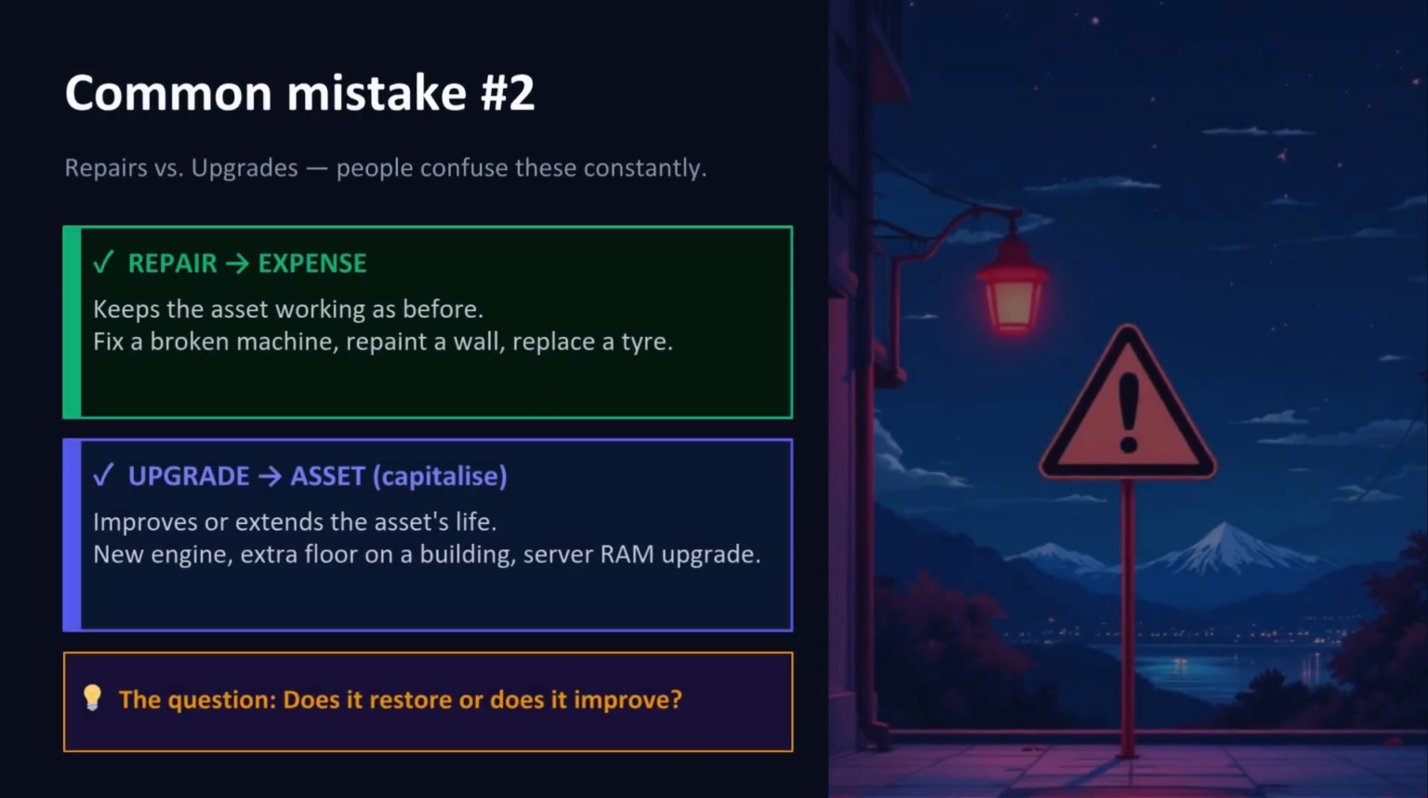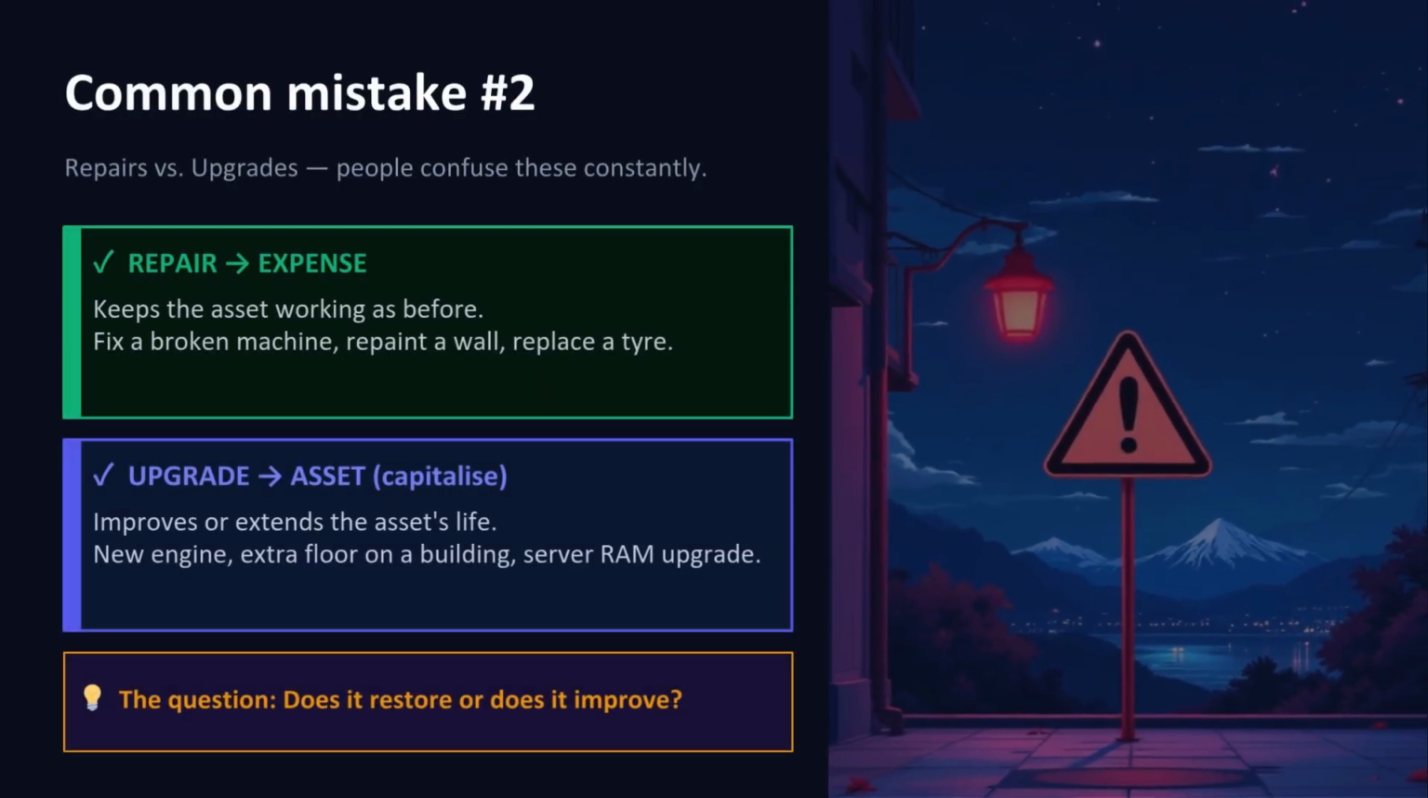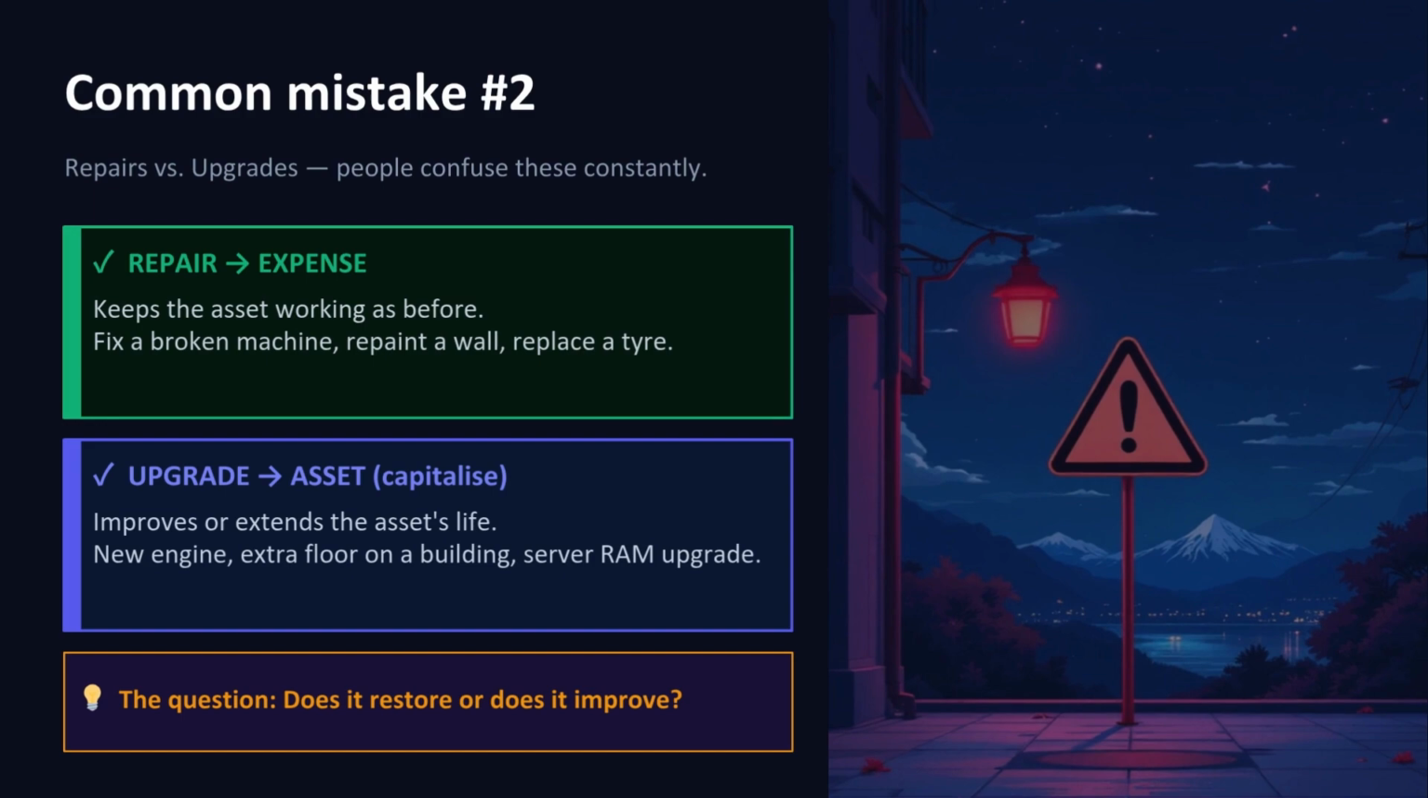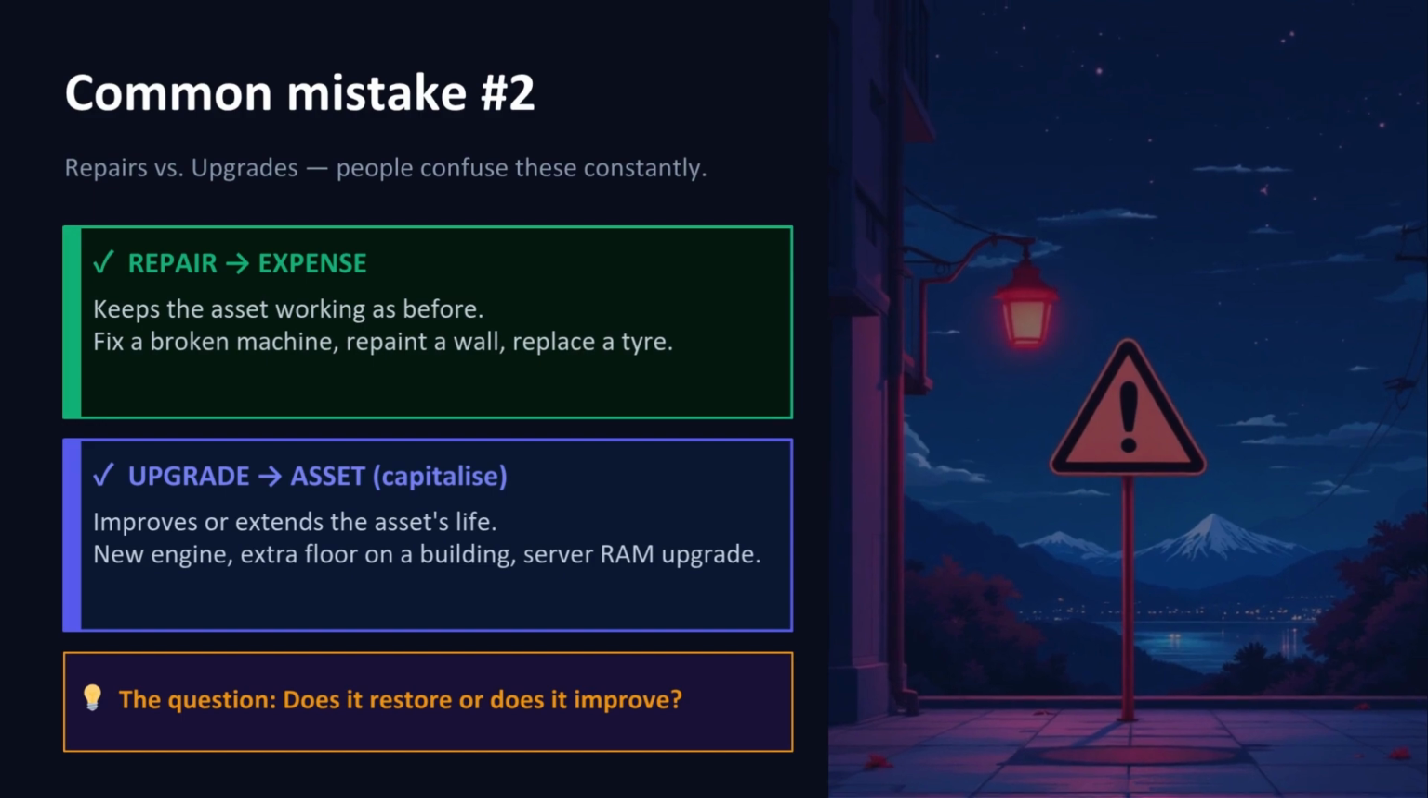Here's the second most common mistake I see. People confuse repairs with upgrades, and they record them the same way. They are not the same. A repair keeps an asset working as it did before. You fix a broken machine, repaint a wall, replace a flat tire. That's an expense. Record it immediately.